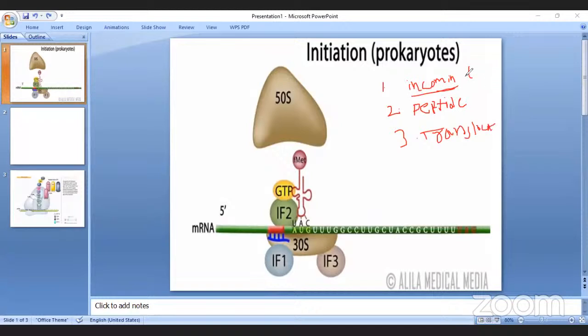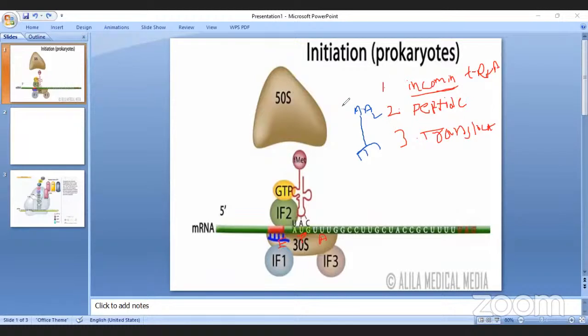Incoming tRNA. Already tRNA is present in the P site, right? P site. This is the A site. This is the E site. Clear? Right. Let me change color here. tRNA. Here amino acid 2. So this is the incoming.